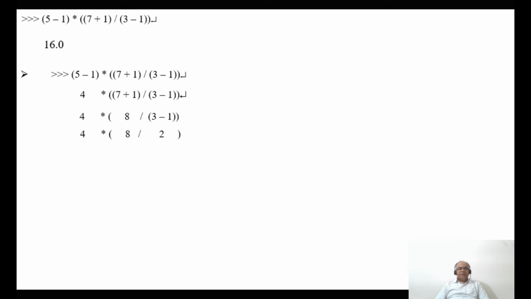Then again, you get 4 star 8 divided by, and it will evaluate these two, 3 minus 1. Since it's the parenthesis first, 8 divided by 2 gives you 4. So you get 4 star 4. What is the ultimate point? The ultimate point is 16.0. See, this is how it is going to be evaluated.